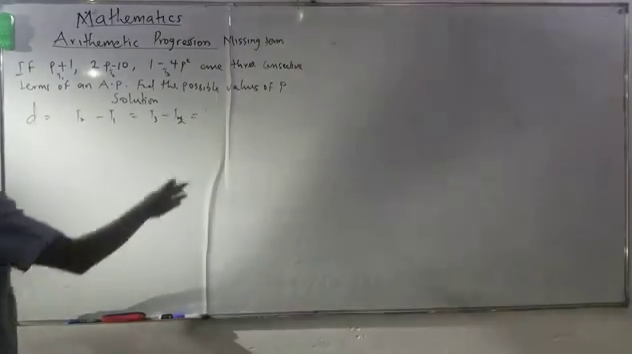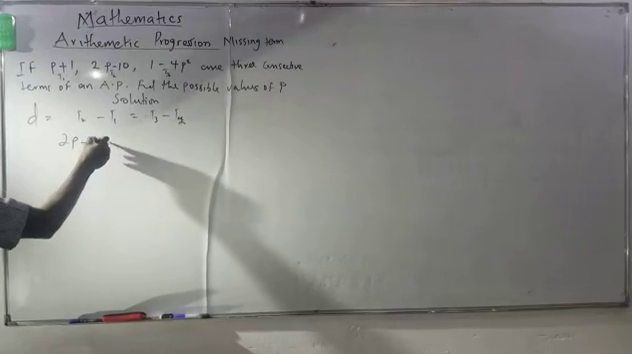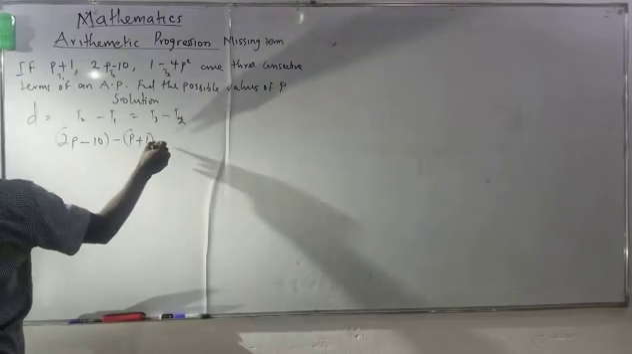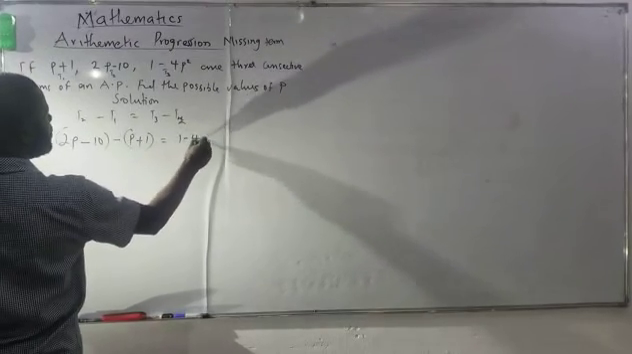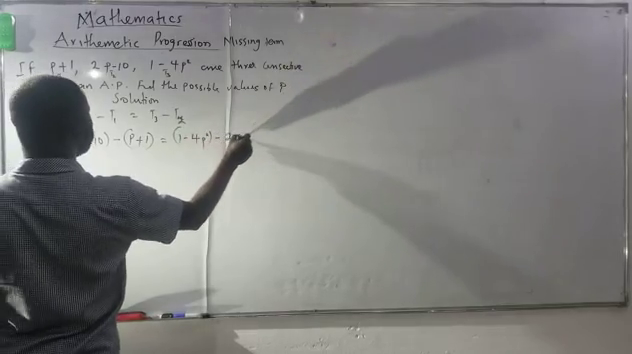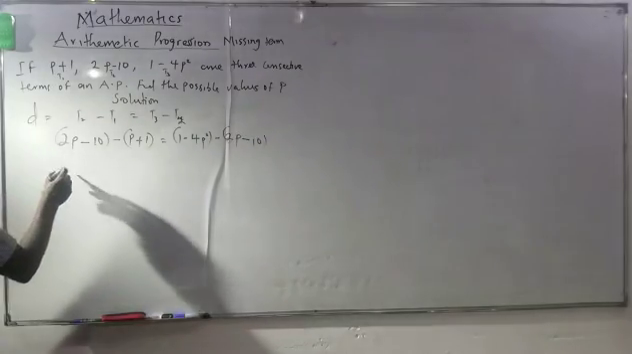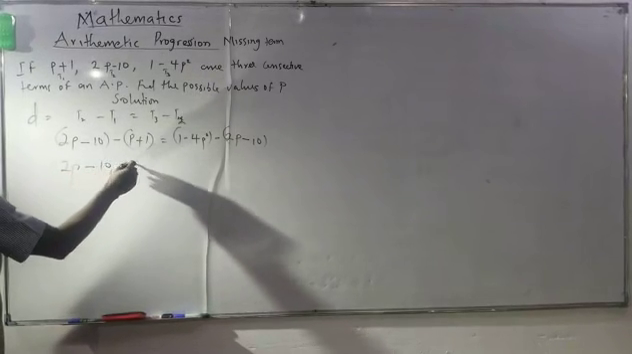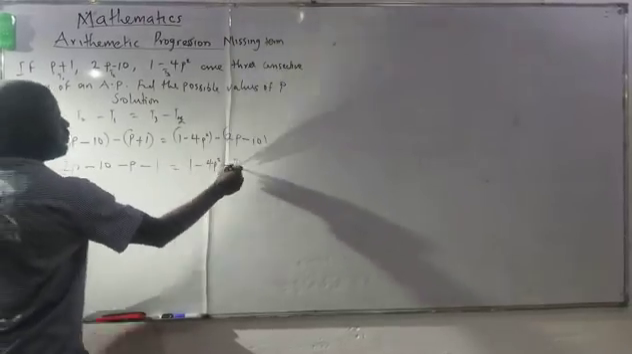Now, what is my T2? It is 2P minus 10 minus P plus 1. And here, T3 is 1 minus 4P squared minus T2, which is 2P minus 10. Now, can you see the way I'm attempting it? Minus 10 P minus 1 minus 4P squared minus 2P plus 10.